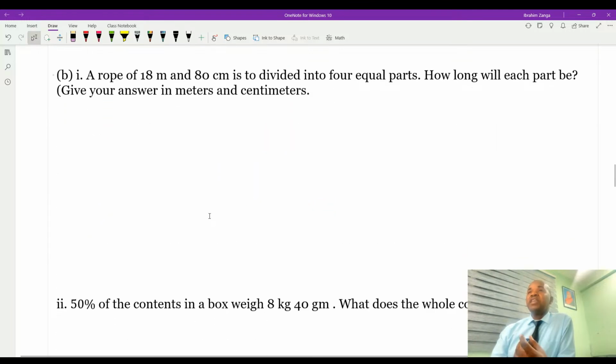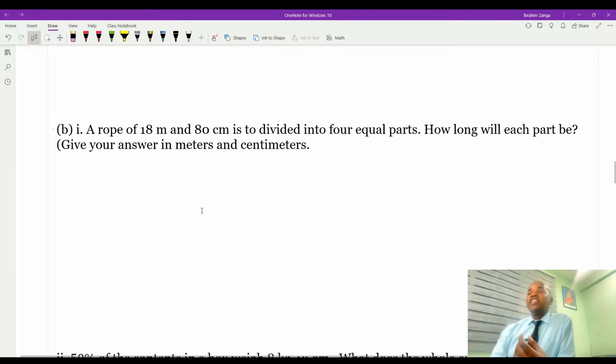Question number 2B, a rope of 18 meters and 80 centimeters is divided into 4 equal parts. So basically you have 18 meters and 80 centimeters. You divide this into 4 equal parts. How long will each part be if your answer is in meters and centimeters?